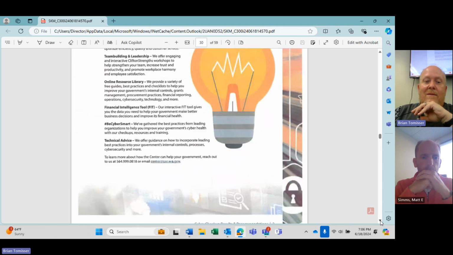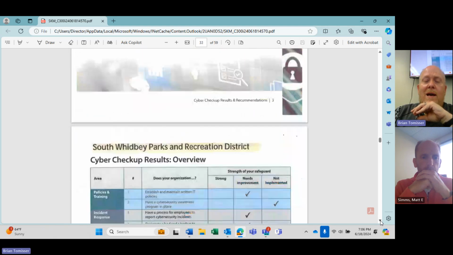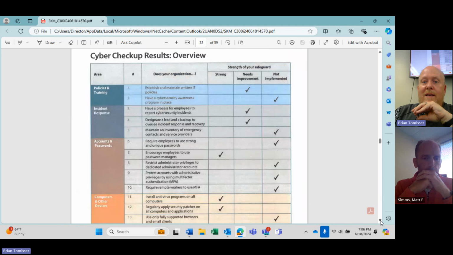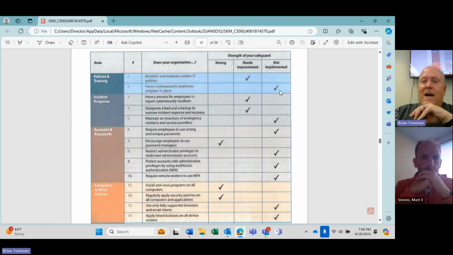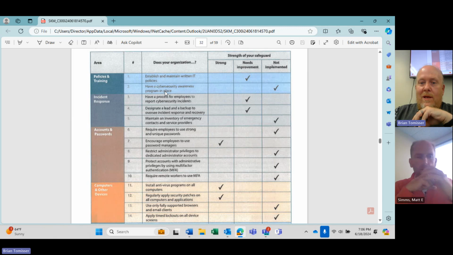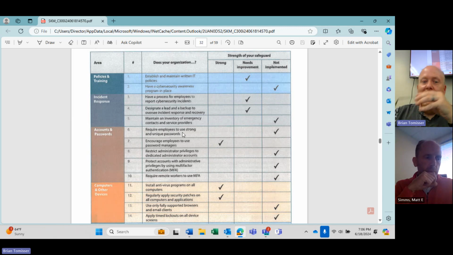I'll give you an example from the overview that they have here. A lot of the not implemented items are things like, do you have a cybersecurity awareness program? Do you maintain an inventory of contacts? All things that would be in a policy. Are employees required to use a strong and unique password?